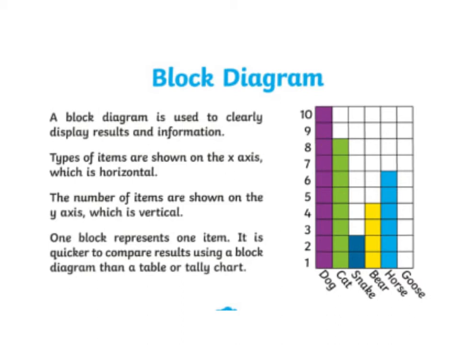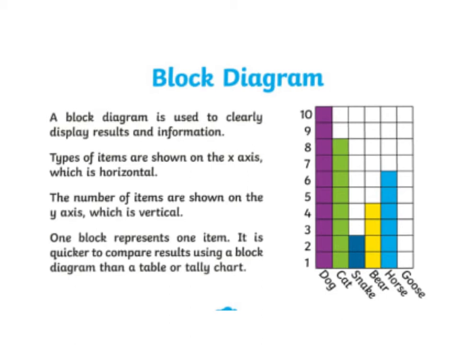How many cats are represented on this block diagram? Have a little think. Yes, you're right, 8. So we've coloured in 8 blocks. What about snakes? Yes, you're right. 2 snakes, because we've coloured in 2 blocks. How many bears can we see? 4. 4 bears are represented because we've coloured in 4 blocks.